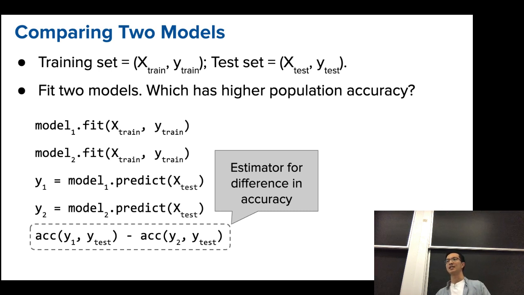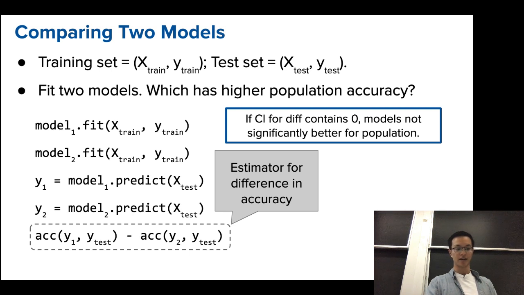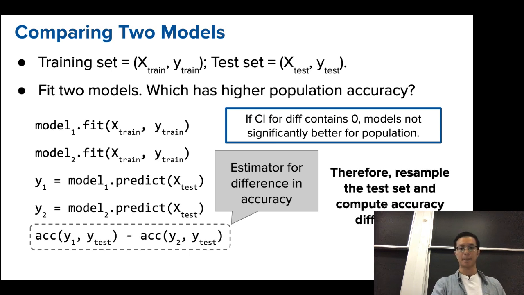And so what we can do is, again, bootstrap the test set to make a confidence interval for that difference in accuracy. You may recognize this. We've done something similar in Data 8 where we looked at the difference in means. The idea there is that if our confidence interval for this difference contains 0, then the models are not significantly better than each other on the population. That's more or less what we would conclude. So here again, we resample a test set, look at the accuracy differences, and make a confidence interval for the accuracy differences.